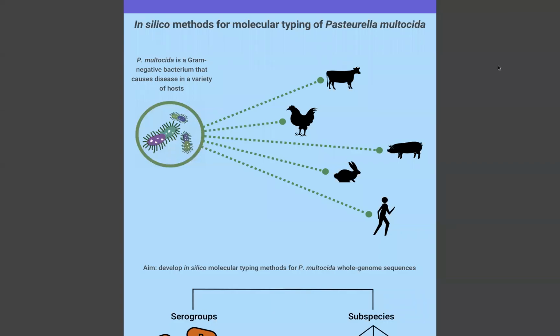Pasteurella multocida is a gram-negative bacterium that causes disease in a variety of hosts, including hemorrhagic septicemia in cattle, fowl cholera in poultry, pneumonia in swine, snuffles in rabbits, and wound infections in humans.